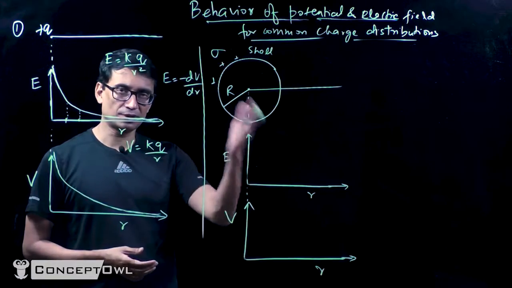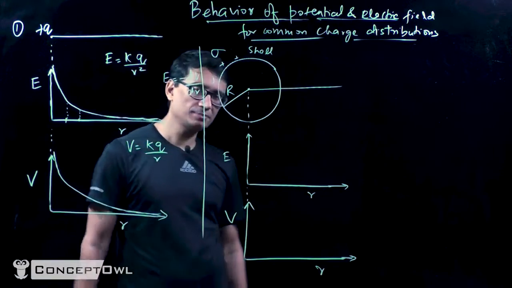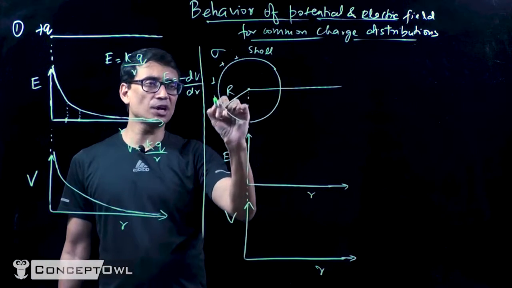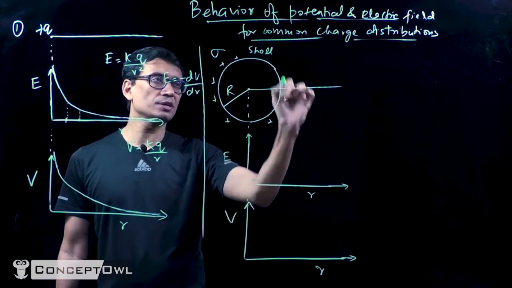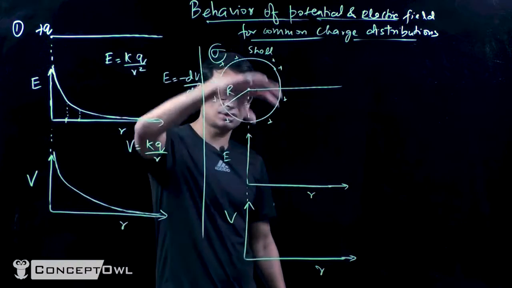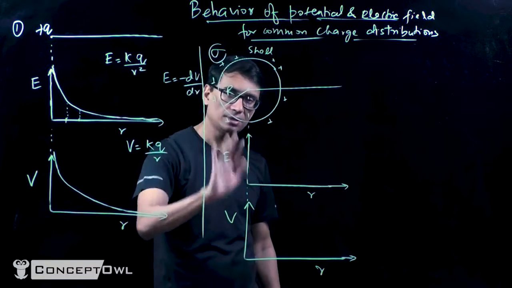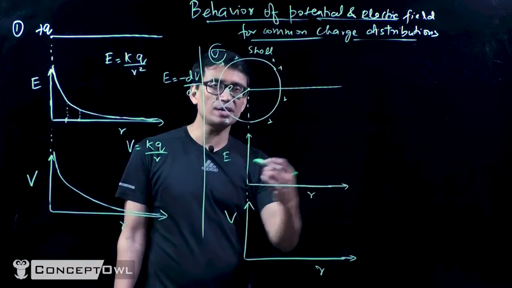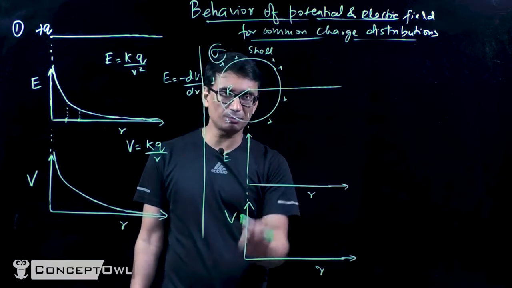Hi guys, so now let's work out the solution here. To recap, this was a uniformly charged shell. The charges are distributed uniformly, and if you care about it, you have the value of sigma, which is the charge per unit area. You don't need that here. And so now we need to know what is the variation of the electric field and the electric potential.